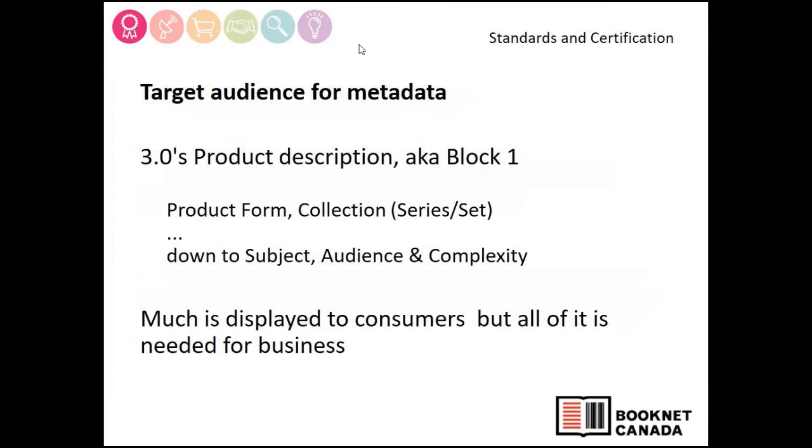Now, 3.0's descriptive block is harder to define in 2.1 as a unit, but both are largely the same and in the same order. It's product form, collection or series set, title, author, and so on down the ONIX tree, down to subject, audience, and complexity. In terms of who uses this material, it's a mix. Much of it is displayed to consumers, but all of it is critical to your trading partner's knowledge of the product. Virtually all of this section is identified by the North American best practices as mandatory or mandatory if applicable. If marketing collateral is the sales pitch, the descriptive block is the section that most defines the book as a saleable object.